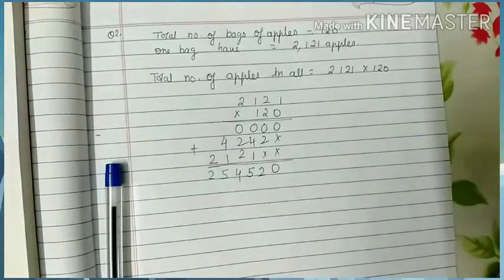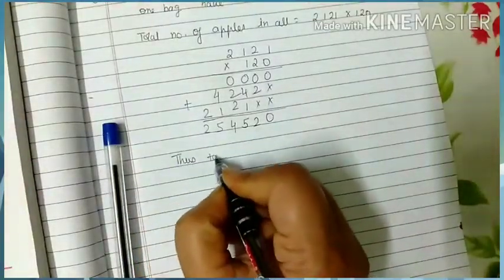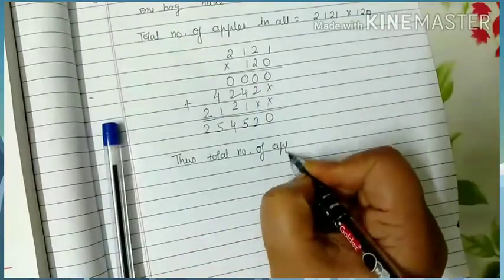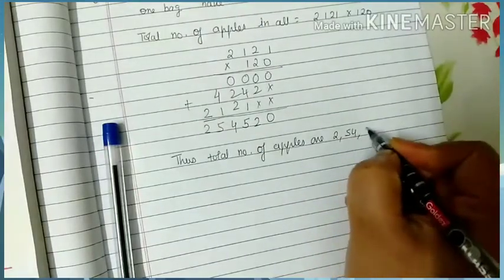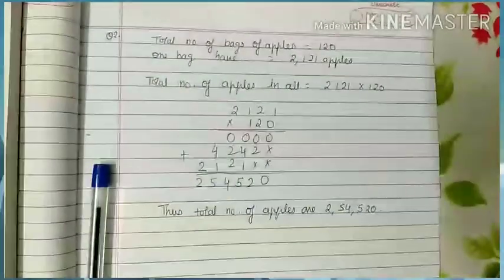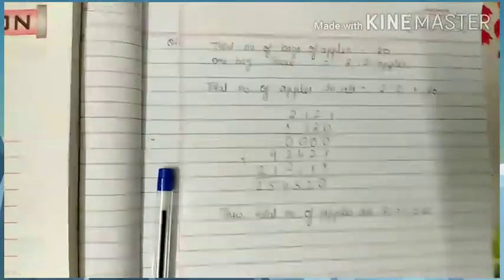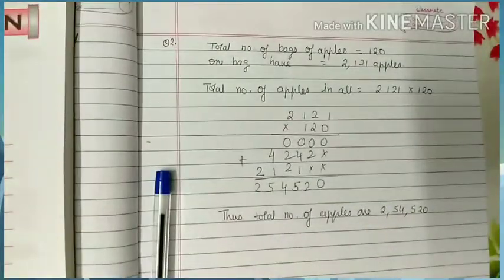So how many total apples are there? 2,54,520. So thus total number of apples are 2,54,520 in all. ठीक है. This much you have to do. Everyone, are you able to understand? कैसे किया मैम ने, आपको पता चला? Okay.